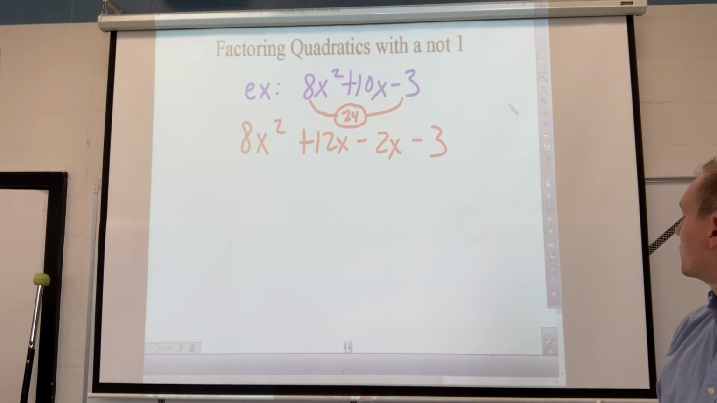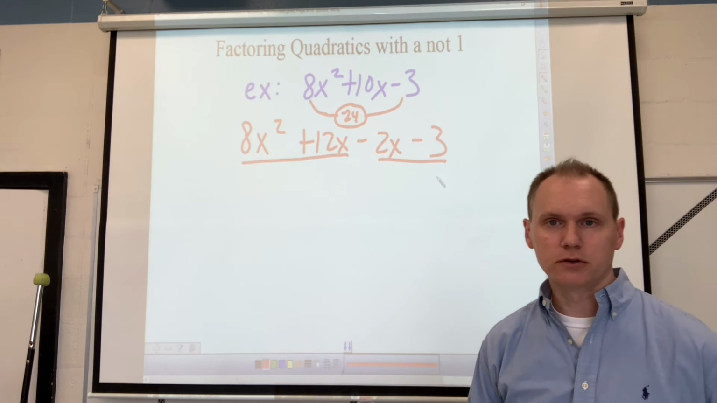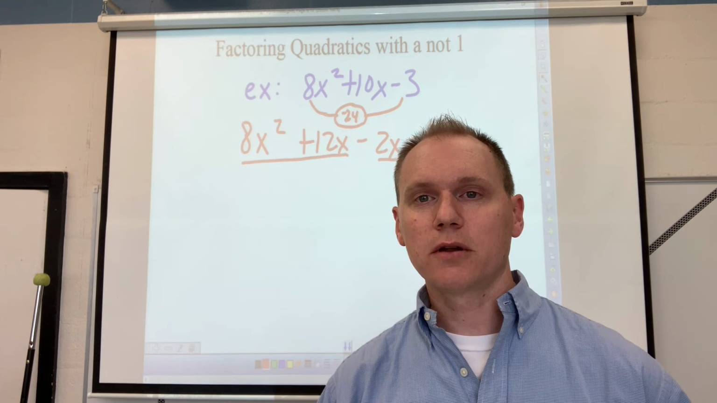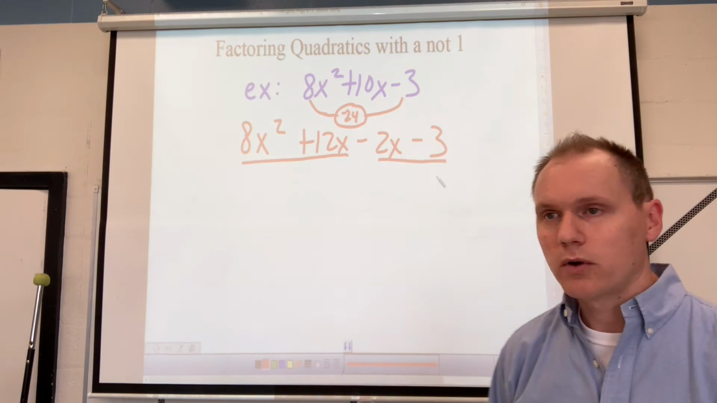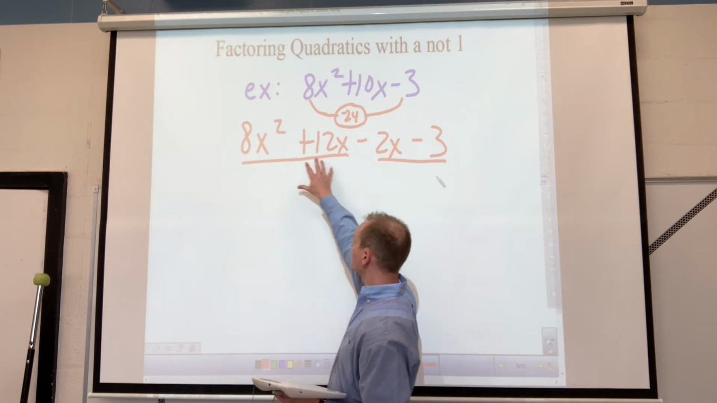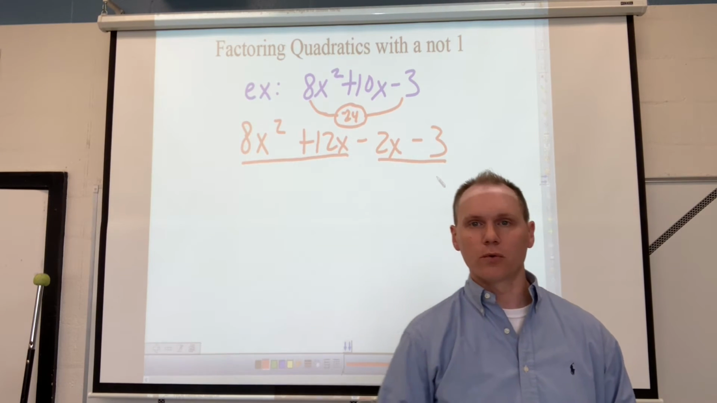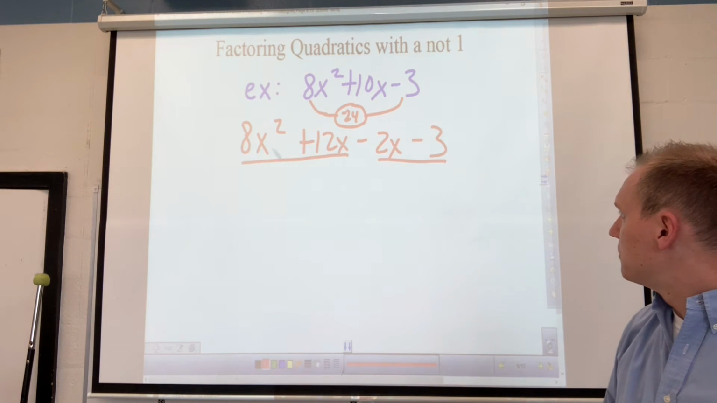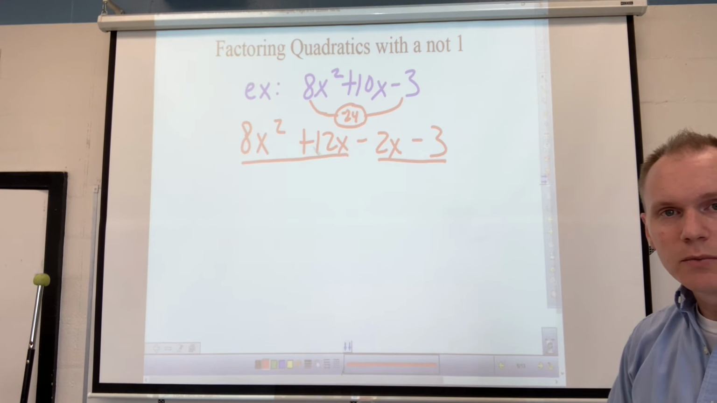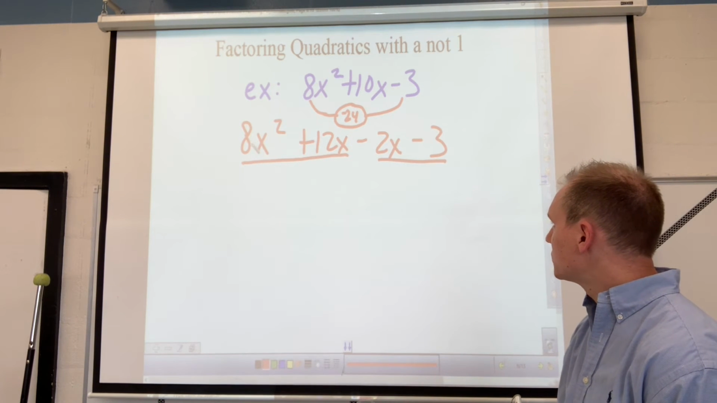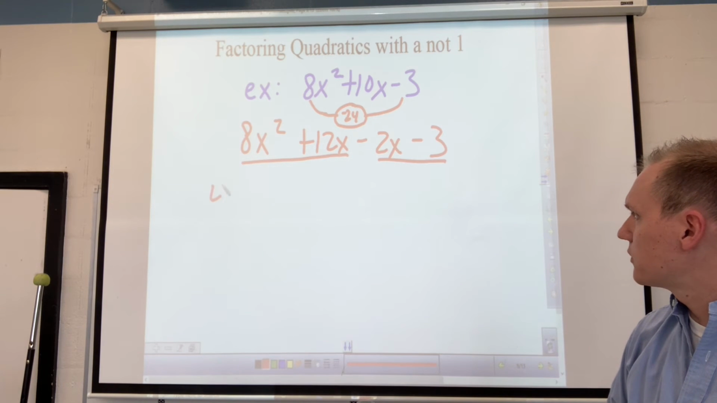from here, what we're going to do is we're going to factor out what we can from the first two terms and factor out what we can from the last two terms. This is what we call factoring by grouping. And that's why it's factoring by grouping. Because we're grouping the first two terms and factoring out what we can, and grouping the last two terms and factoring out what we can. So GCF, a greatest common factor from these first two terms, is going to be 4x. So we're going to factor 4x out of these first two.